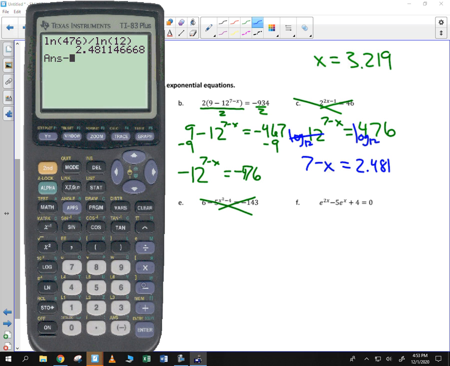I'll subtract 7 and make it negative. X is 4.519. There's my solution.